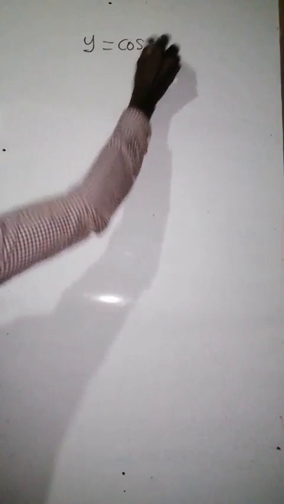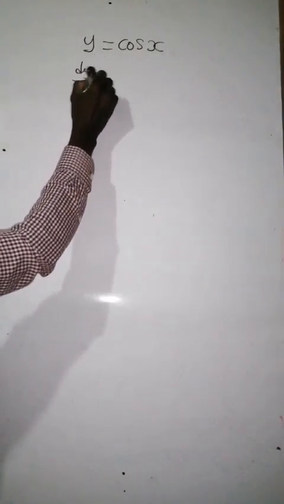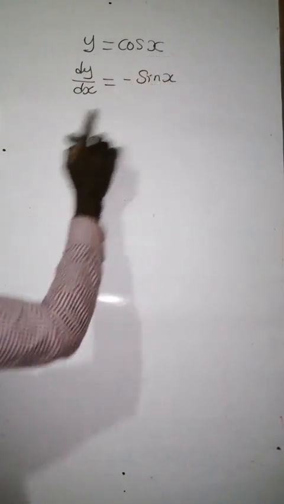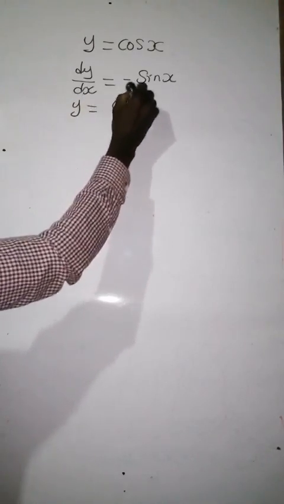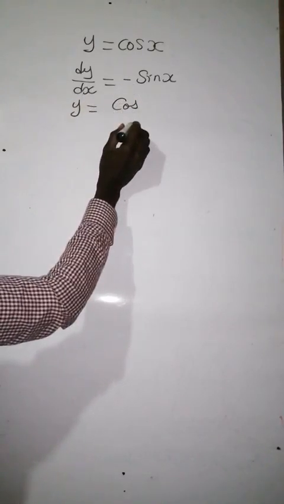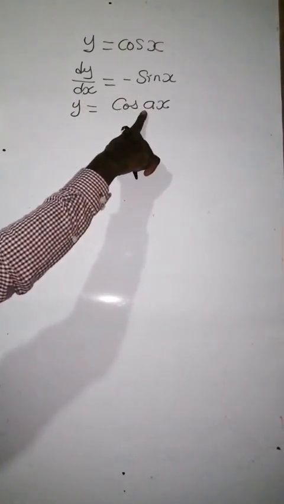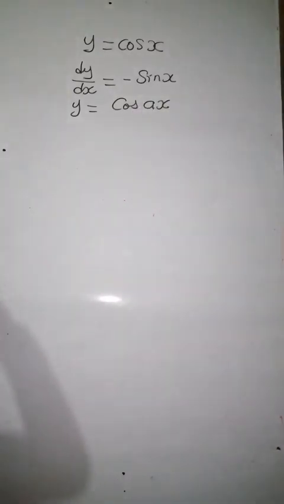If we have y equals cosine of x, then the derivative of cosine of x with respect to x is negative sine of x. Now, if I have y equal to cosine of ax, that is a constant times the angle. In this case, we do it in a very simple way.